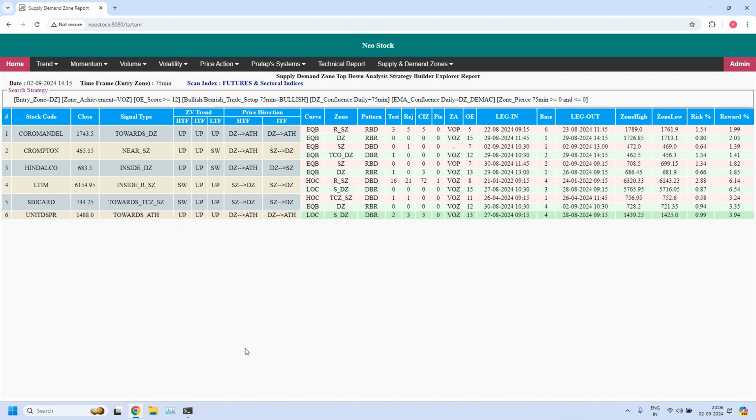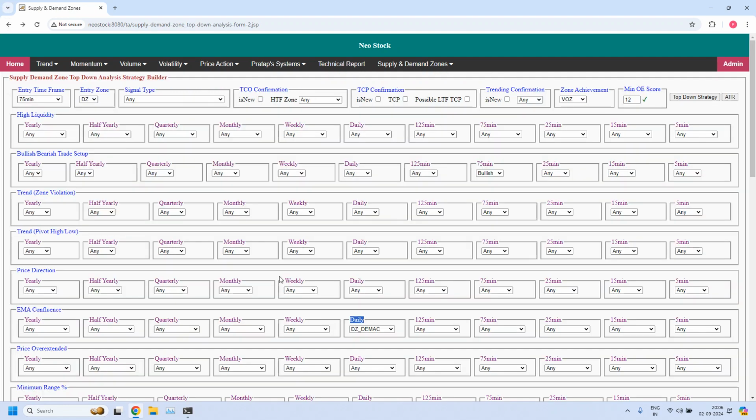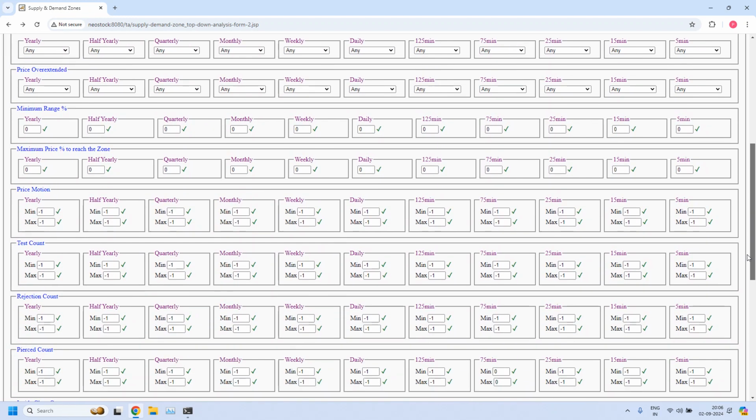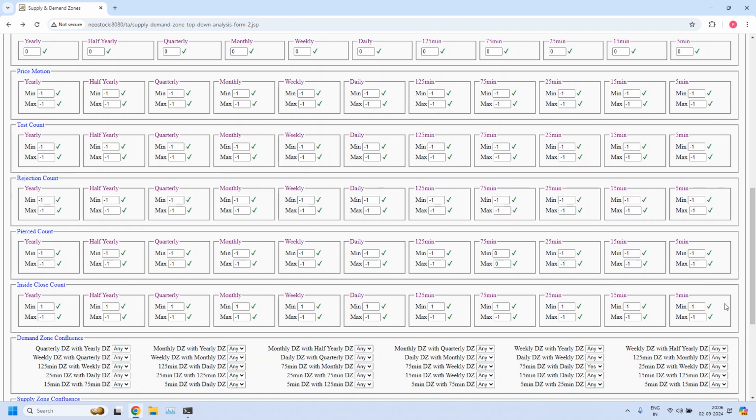Okay, next we will look into LTF, ITF, HTF confluence. How many stocks are there? I am removing the daily filter. In the demand zone confluence, we have 75 minutes demand zone daily already enabled. So with the 75 minutes demand zone, I am enabling the weekly demand zone, and the daily demand zone and weekly demand zone also, I am enabling with all the 3 filters.